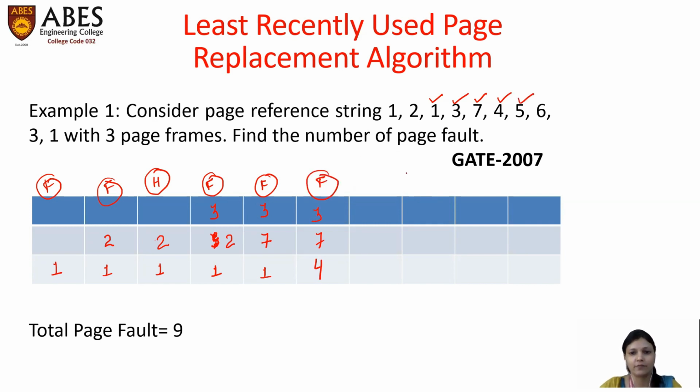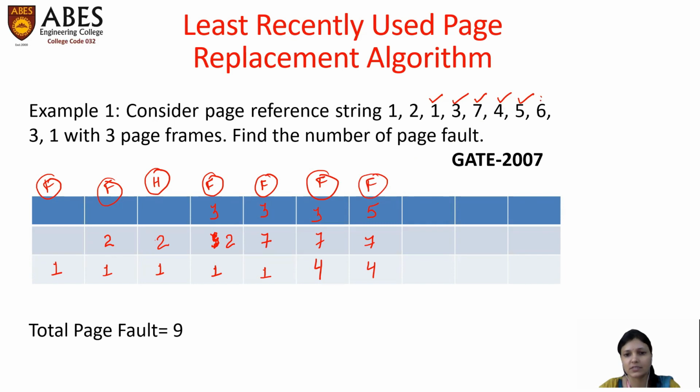Next value is 5. So again, we have to choose the least recently used page out of these 3 pages, 3, 7, 4. So 3 is the least recently used page. We will replace it with 5. This is also a page fault.